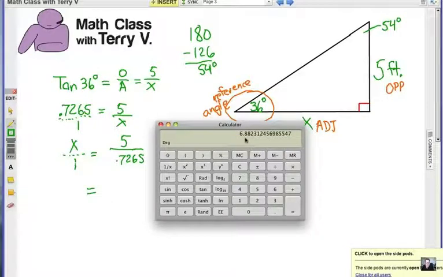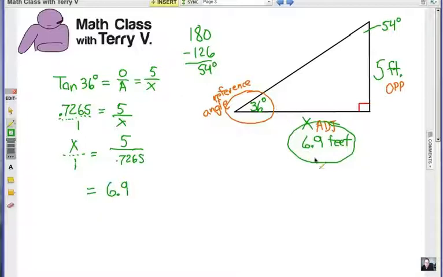There it is. It looks like about 6.88. Depending on how accurate you want to be, let's call that 6.9. So I've got my second answer. 6.9 feet is the other leg.